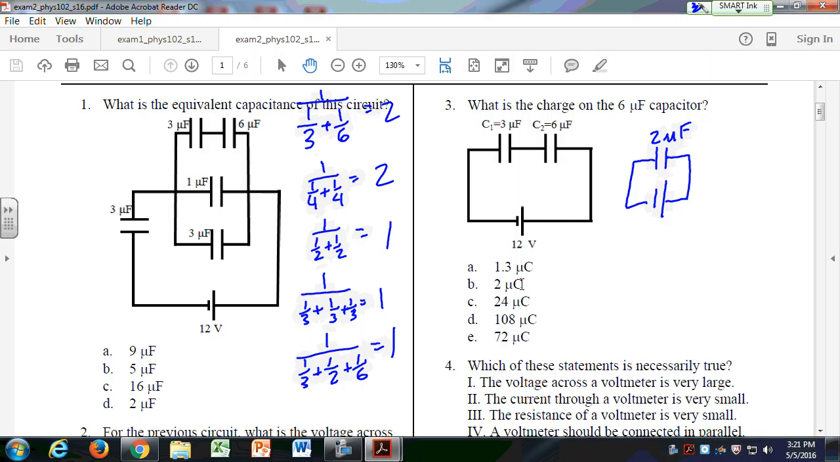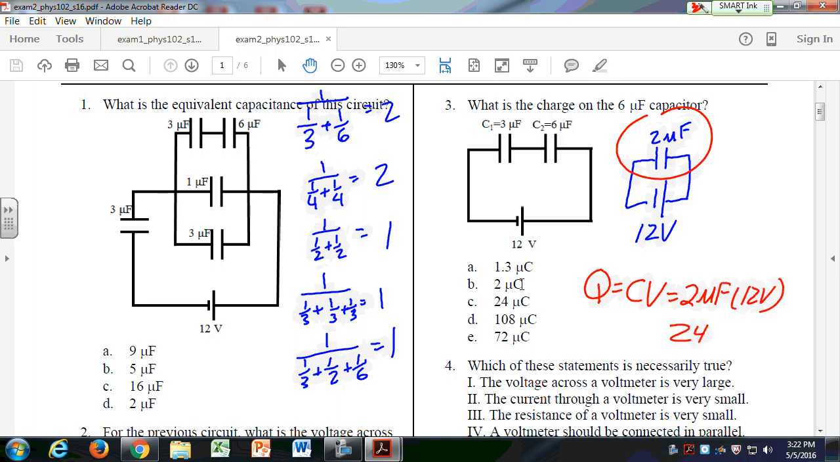So anyway, my equivalent here is 2 microfarads with 12 volts. Then the charge on this capacitor, Q is equal to CV, is 2 microfarads times 12 volts, 24 microcoulombs. And that's the answer, because capacitors in series have the same charge. Whatever charge is on this capacitor is also on this one and this one. So I have 24 microcoulombs here, and I also have 24 microcoulombs here.